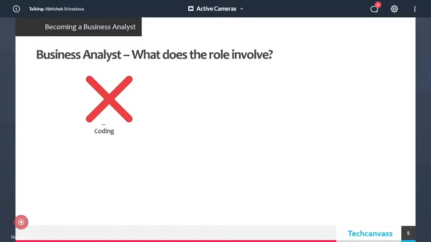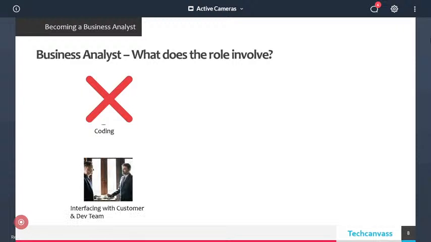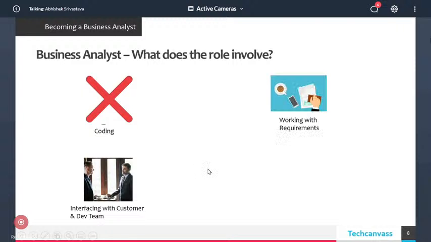So, what does the role involve? As you can see, coding is not a business analyst requirement. Interfacing with the customer and the development team is pretty much the most important part of your job. Working with requirements is part of your job. Testing is part of a business analyst's job. But very clearly, there is no coding required in the role of a business analyst in the IT industry.